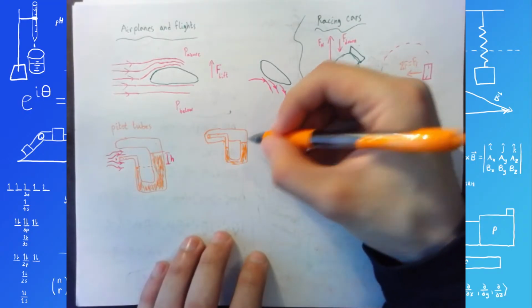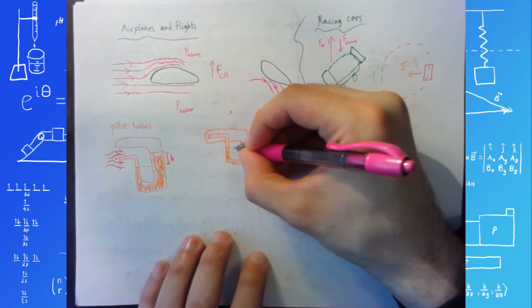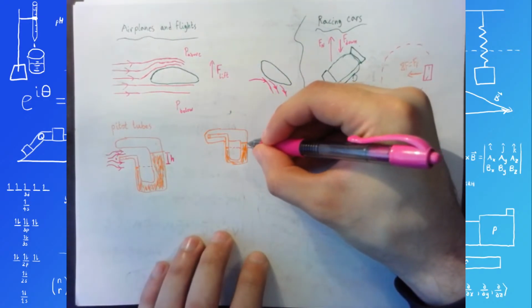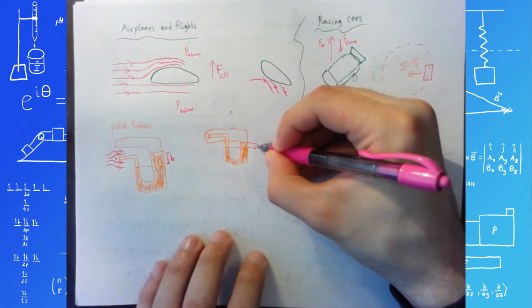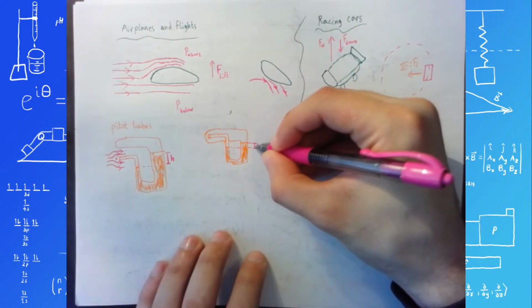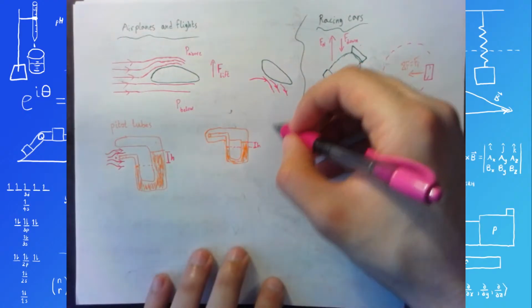But yeah, otherwise it's the same operating principle. Liquid level is going to be higher in the big tube than it is in the small tube, and measurements can be taken based off of this height difference. So that's pitot tubes. Atomizers and keels on boats.